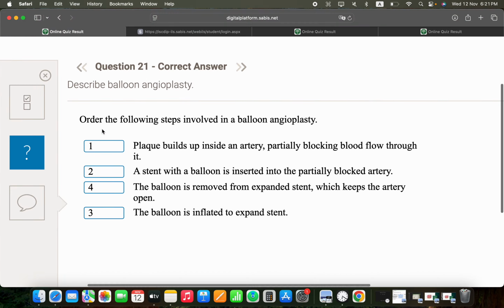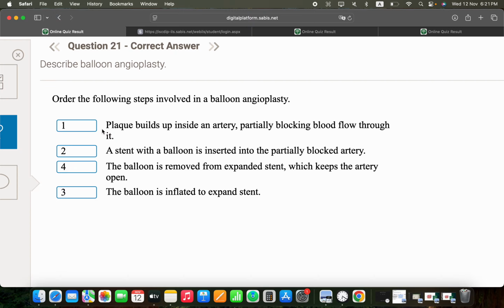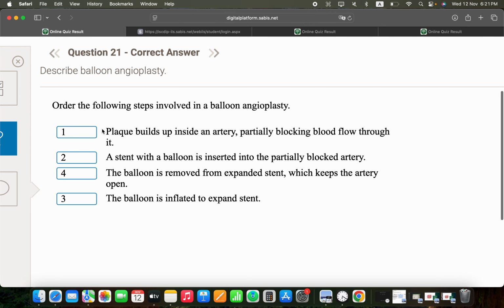You'll just have to memorize this. The first step in angioplasty is that plaque builds up inside an artery, partially blocking blood flow through it. By the way, this is a process by which the arteries are prevented from collapsing internally. It's called balloon angioplasty.